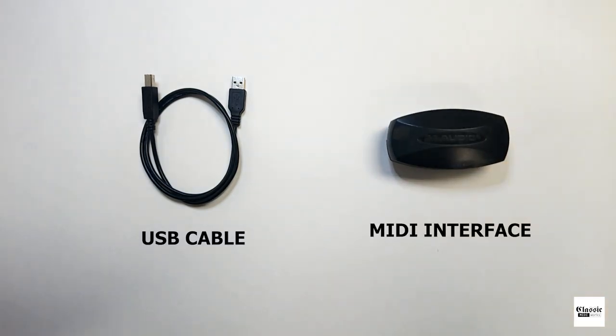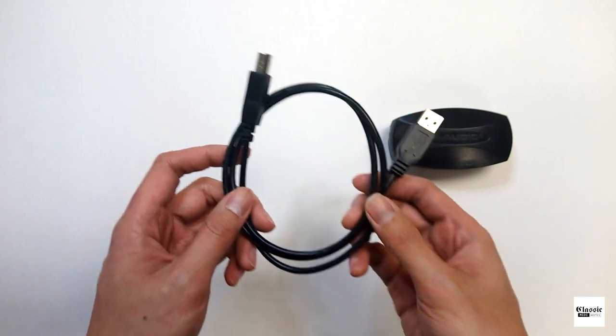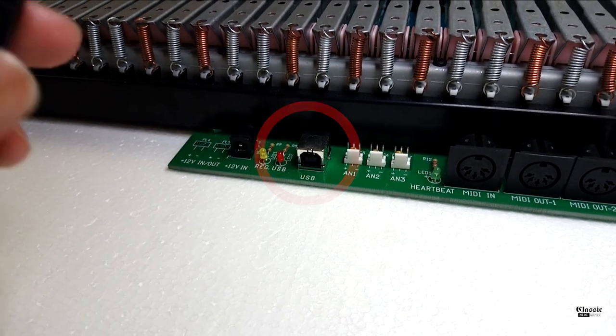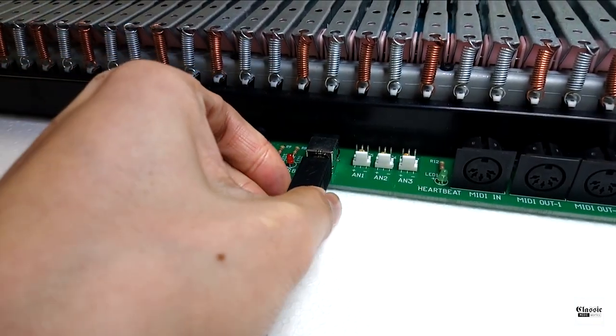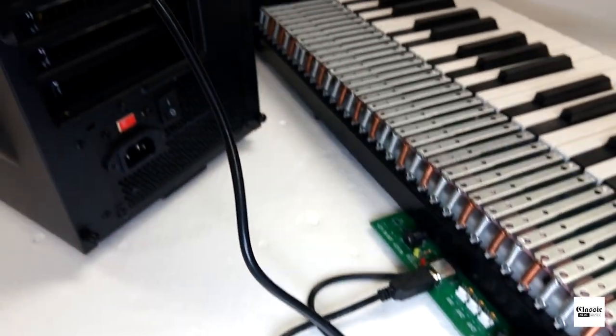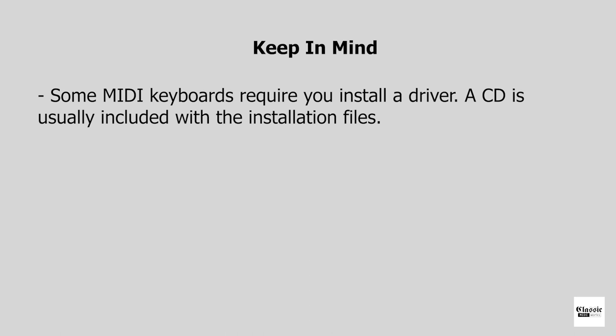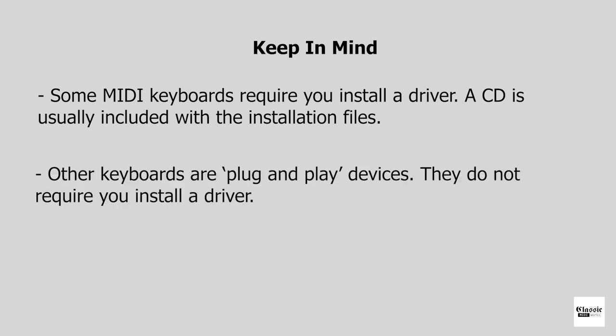Let's go over the USB method first. If your keyboard has a USB port, all you need to do is connect the USB cable from your keyboard to your computer, like so. Now, depending on the keyboard you have, you might also need to install a driver in order for the computer to recognize it. I suggest going over the keyboard's manual if you are unsure if a driver is needed. In this example, we don't need to install a driver. Our keyboard is conveniently a plug-and-play device.